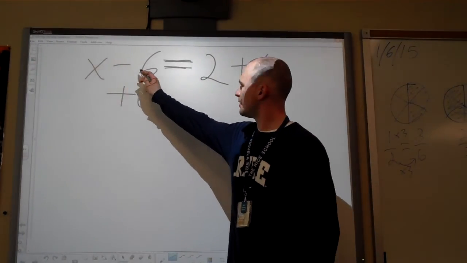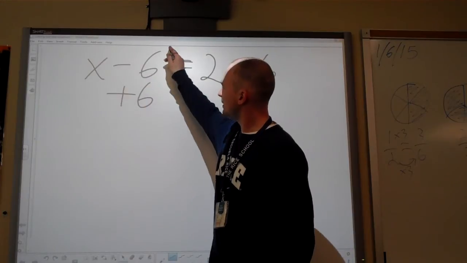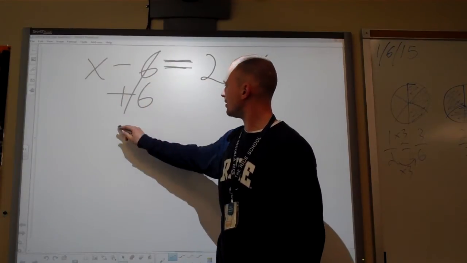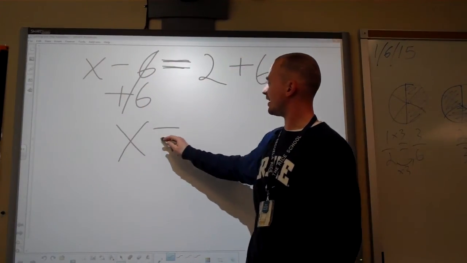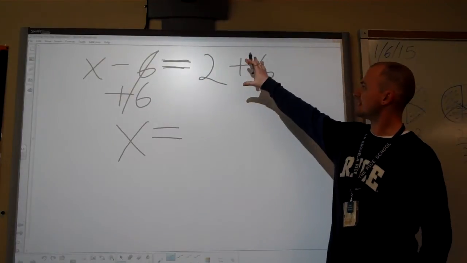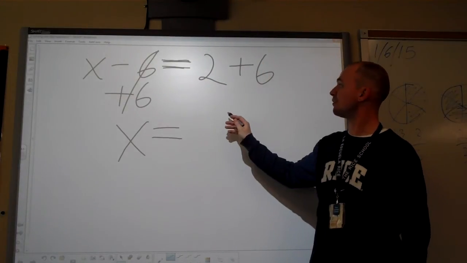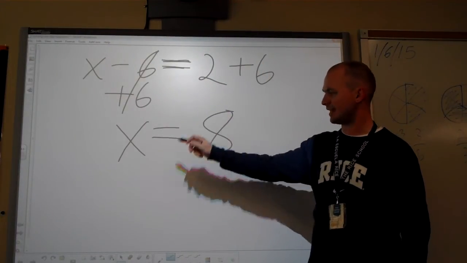So now we have x minus 6 plus 6. They cancel out. So on this side, we just have x. Now on this side, we have 2 plus 6. 2 plus 6 is 8.